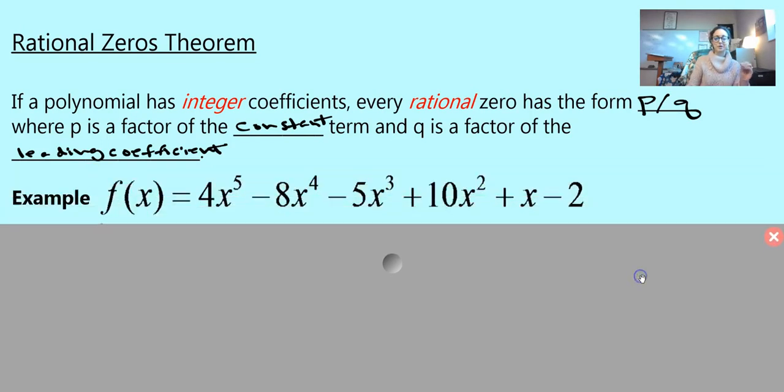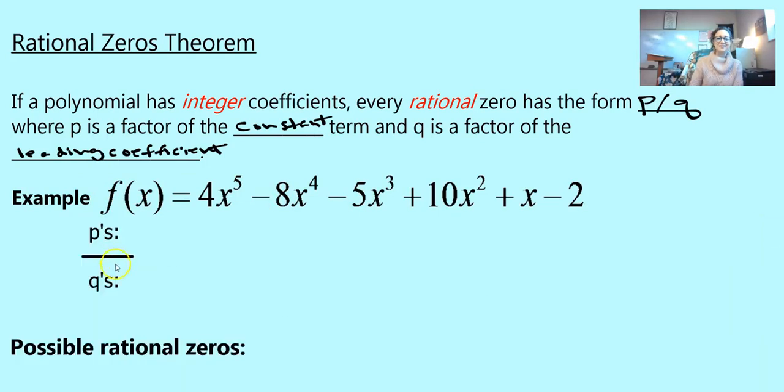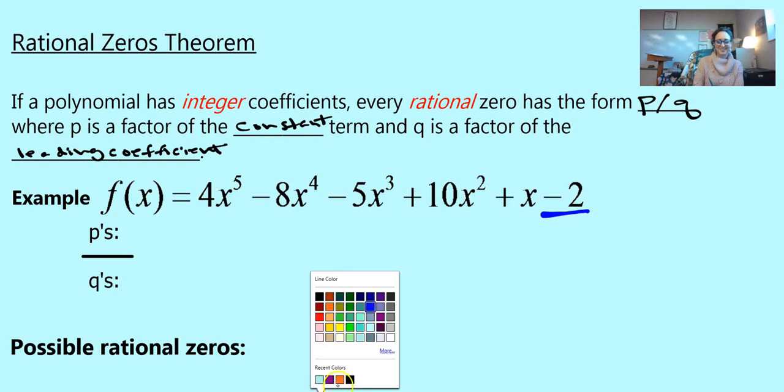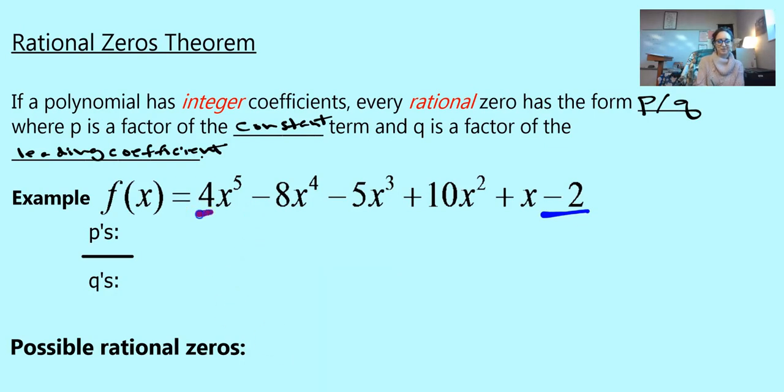So I'm going to have you go ahead and pause the screen, and can you please copy f of x? Okay, we're back. Hopefully you paused. So our p's and q's. Remember, p is a factor of the constant term. So that is going to be factors of -2 in this case. And then your q's are factors of your leading coefficient. What is your leading coefficient in this case? Your leading coefficient is 4.